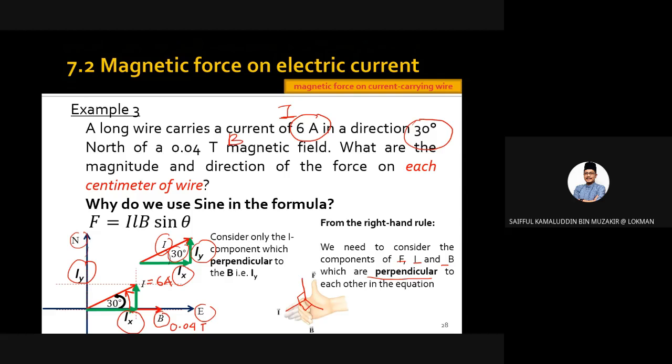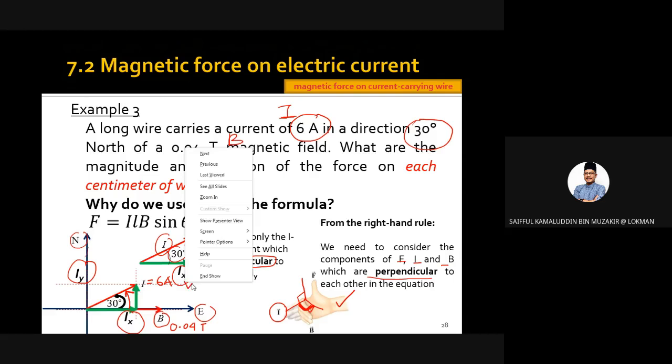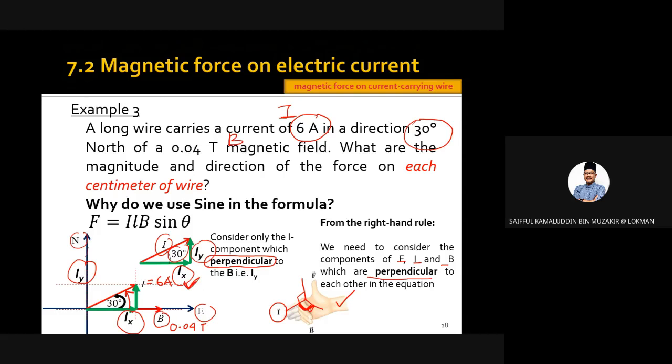And we can always save our energy by considering only the component which is perpendicular to the B. Why perpendicular? Because we want to use our right hand rule. We want to find the component of I which is perpendicular to the B. Kita nak pilih yang 90 degrees je. Tapi kalau kamu banyak sangat tenaga, tak ada masalah. You always could calculate the IX as well. IX boleh, IY boleh. And later we will find which I will be used in the equation.